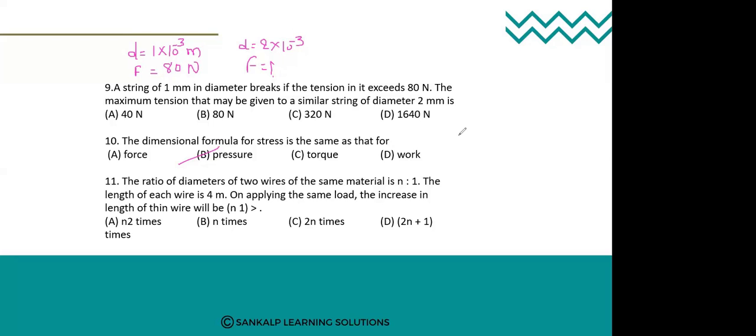Yes. How will we do this one? The maximum stress is nothing but the breaking stress, right? As it is, stress is equal to force by area. Force is 80. Area is given by pi r square, but the diameter value is given. So pi r square here you can take as pi (r by 2) whole square.